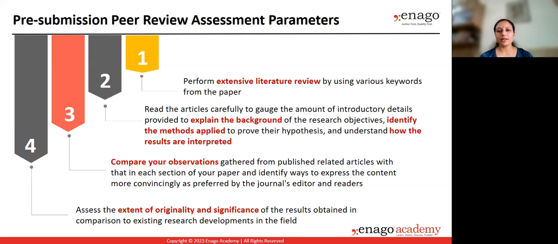Identify the methods that were applied in order to prove their hypothesis and understand how the results are interpreted by them in these papers. Compare your observations gathered from these published articles with that in each section of your paper and identify ways to express the content more convincingly as preferred by the journal's editors and readers. In this way, you will be able to assess the extent of originality and significance that your results hold in comparison to these existing research developments in this field.